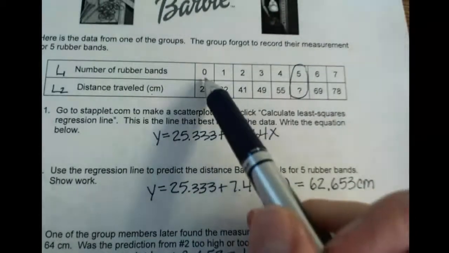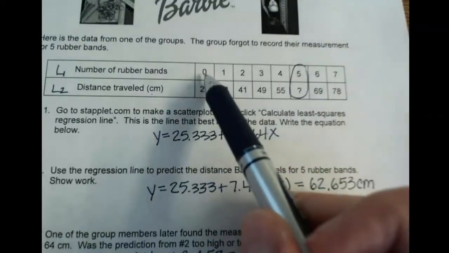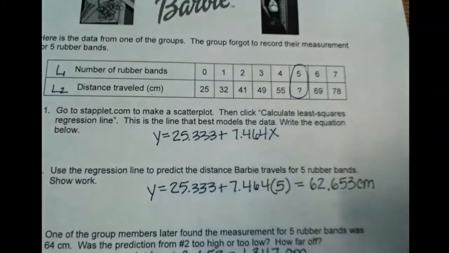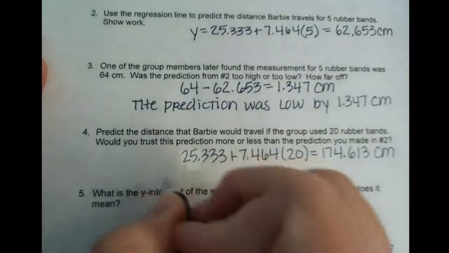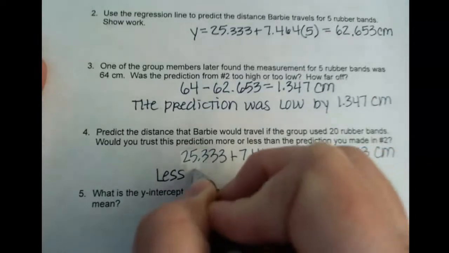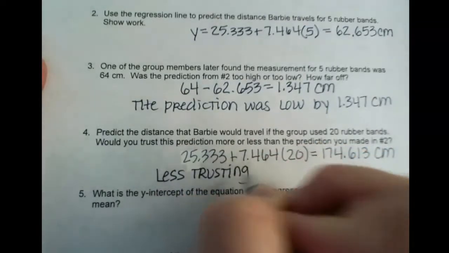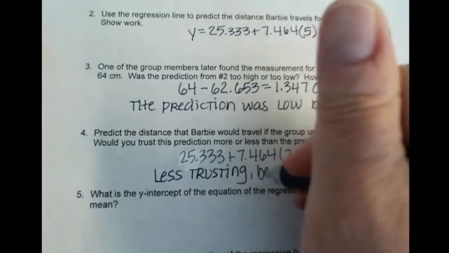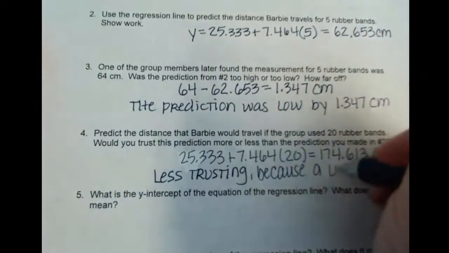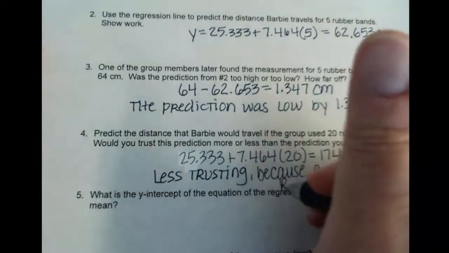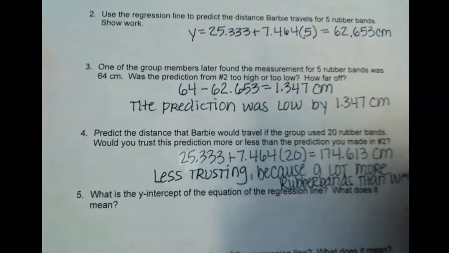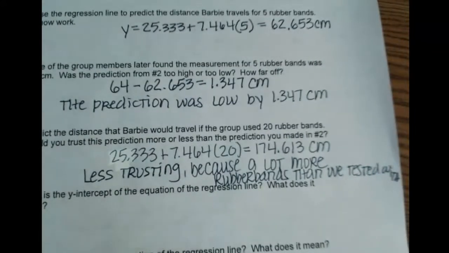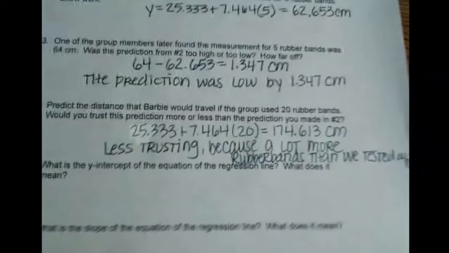So when I looked at the data we tested, and this is just like we did with our water balloons, from 0 rubber bands to 7 rubber bands. We didn't test anywhere near 20 rubber bands. So I feel less confident about this, less trustful, because it is a lot more rubber bands than we tested with. All right, ran out of room. That's okay. I was less trusting because that's a lot more rubber bands than we tested with in the data that was collected up above.